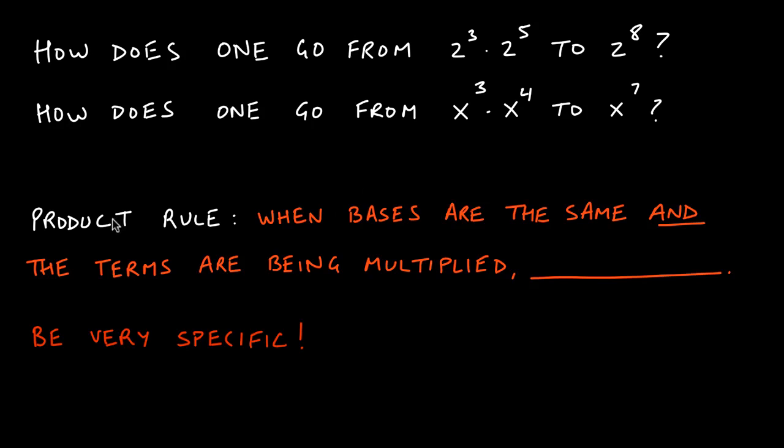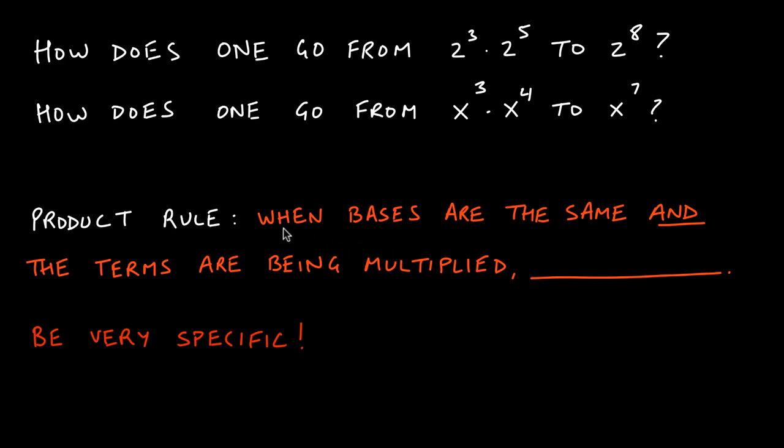So for class, whenever you see these rules, I've left some blanks in front of them. On a separate sheet of paper, what I would like for you to do is write down product rule, write out this beginning portion, and then fill in the blank with what you think needs to be done. So if you have 2 to the 3rd times 2 to the 5th, and you're getting to 2 to the 8th, how do you think that that's happening?